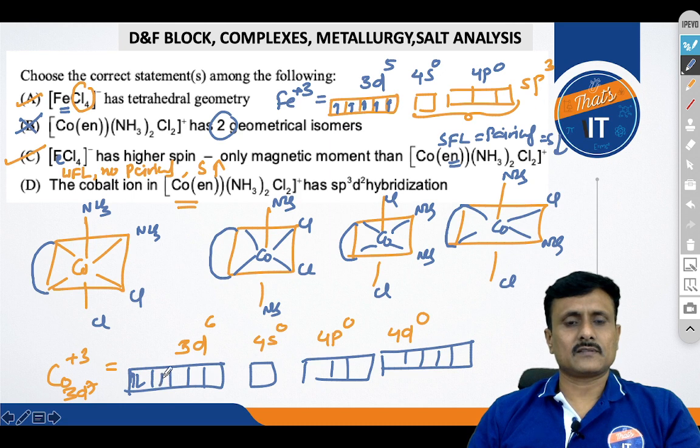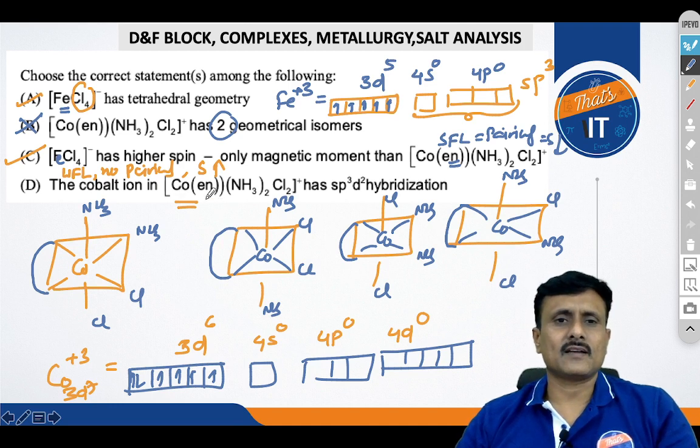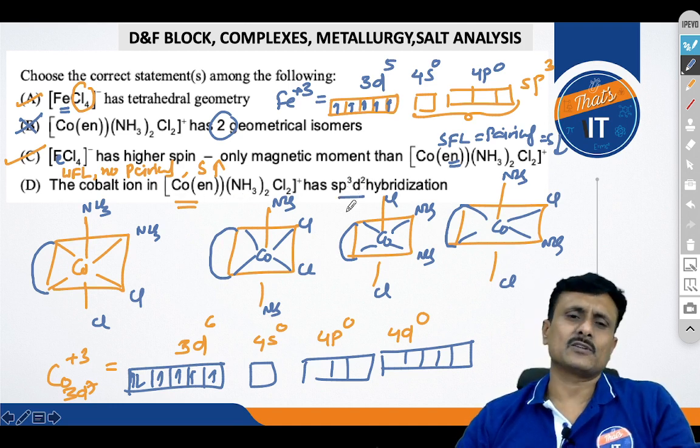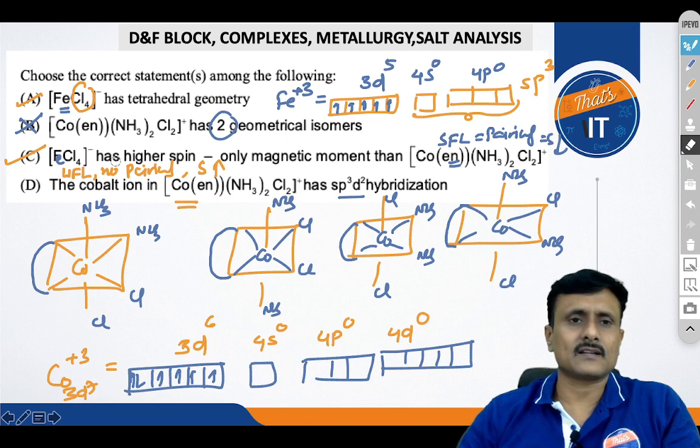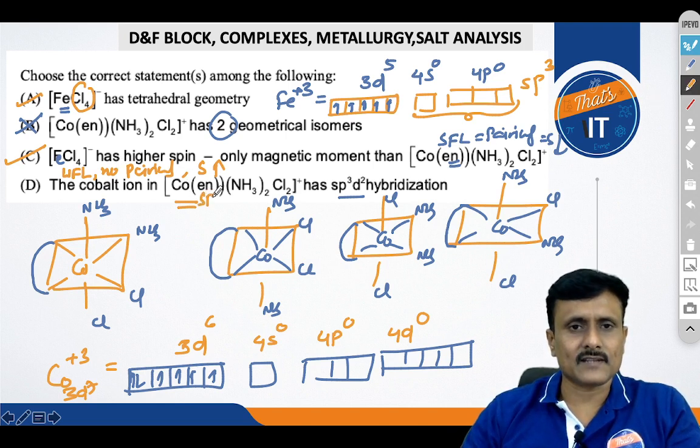You can see that 6 electrons here, 0 electrons here, right? So you can see that cobalt ion in this showing sp3d2 might be a wrong answer, for the reason that you can see we have taken a strong field ligand. You have to emphasize on the type of ligand. This is a strong field ligand.